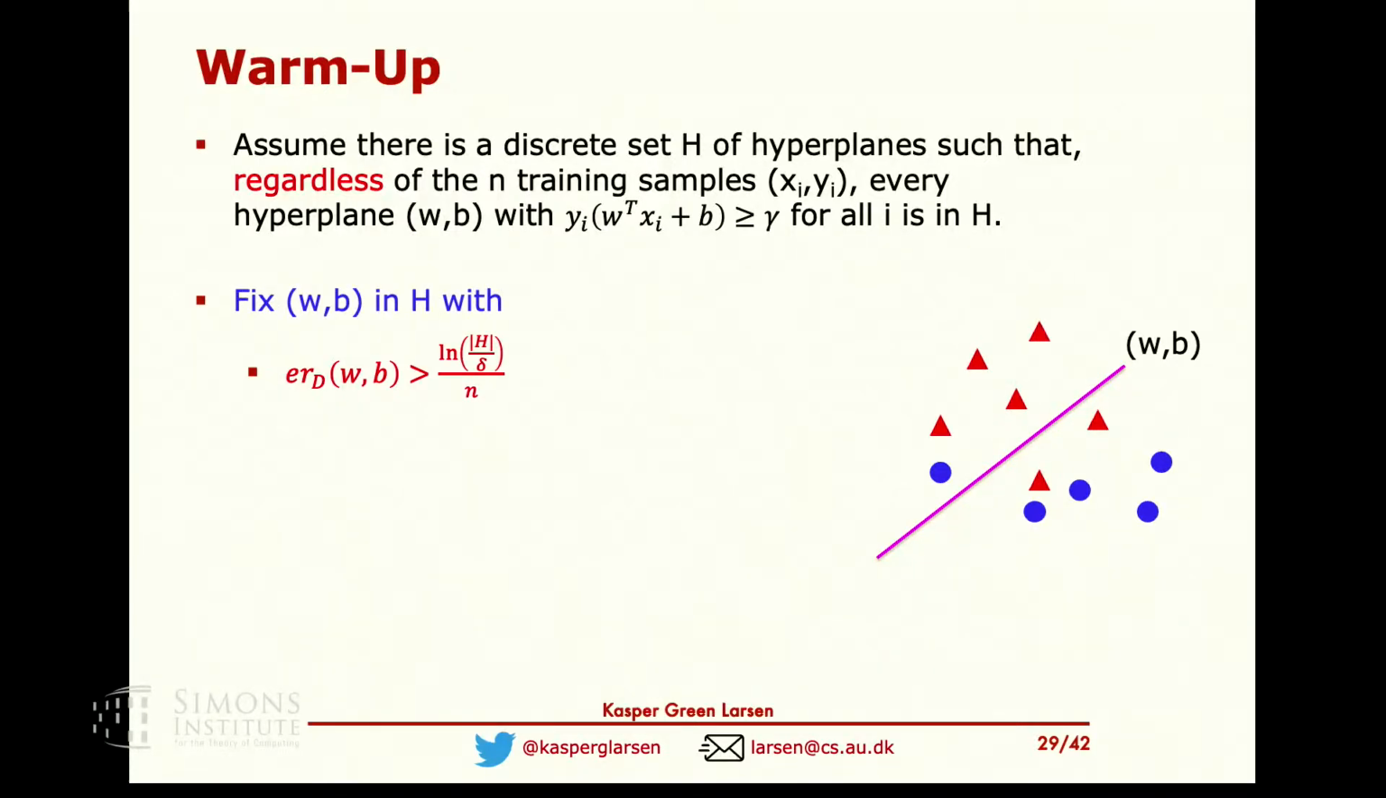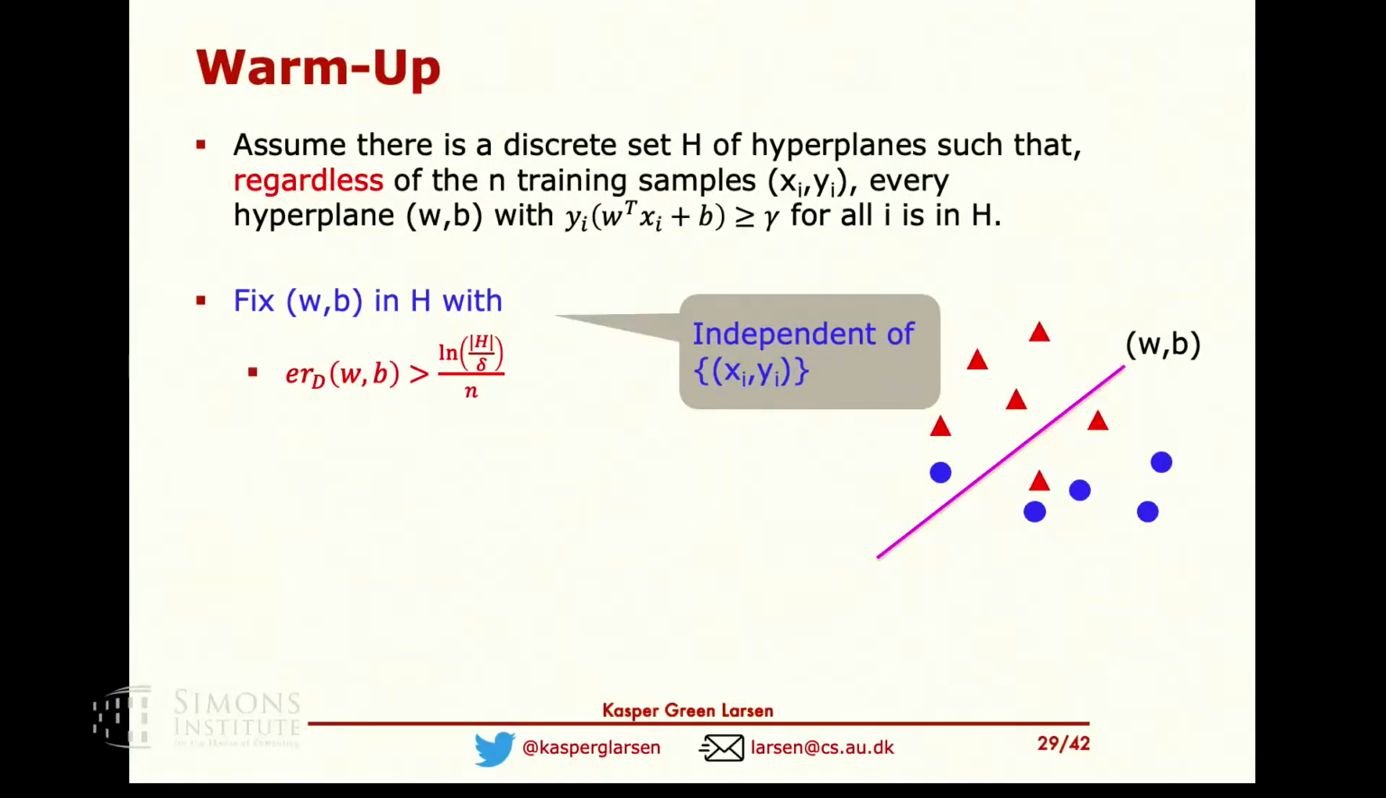So you can start with, okay, so I have this discrete H. Just look at one of them. Look at one hyperplane in H. And let's assume that this is a hyperplane that actually has a large chance of mispredicting a new point. Importantly, having a large chance of mispredicting a point doesn't depend on the concrete training data set, right? It only depends on the distribution D.